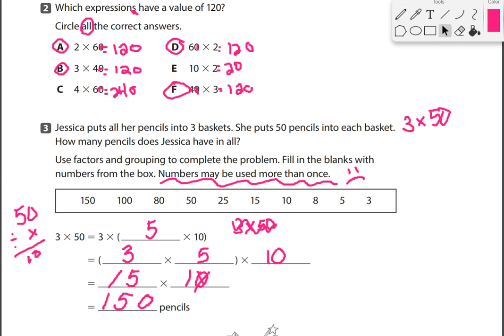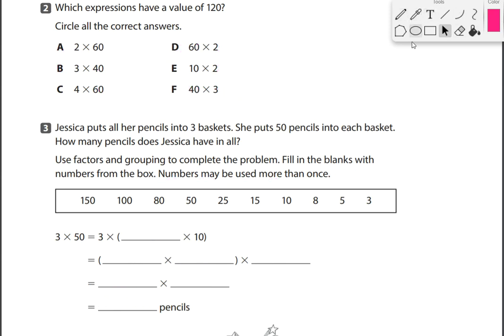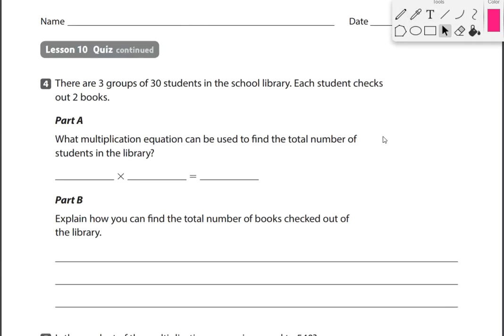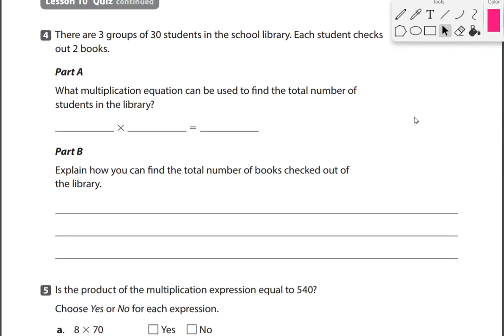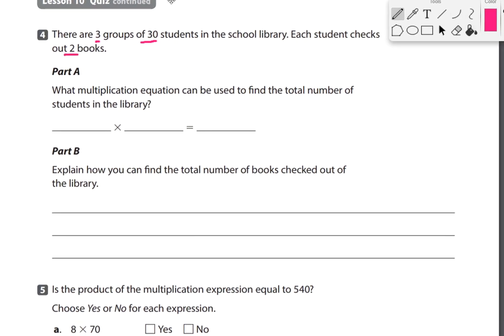Let's go ahead and take a look at our next problem on our Definitely Not a Quiz, Just Classwork worksheet. All right. There are 3 groups of 30 students in the school library. Each student checks out 2 books. All right. So I have 3 groups.